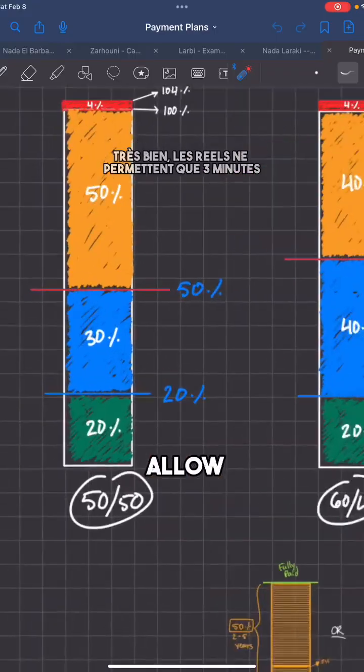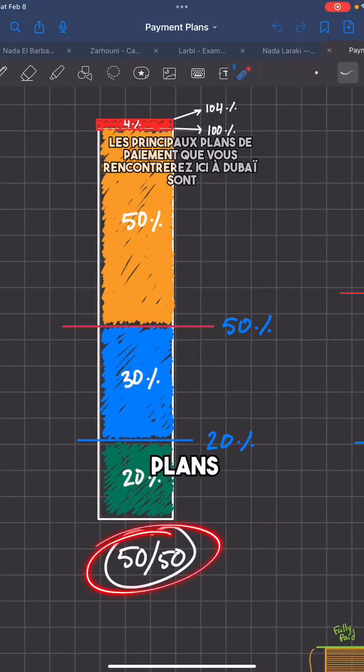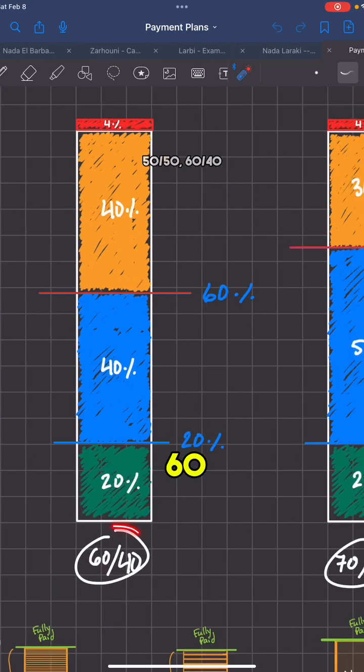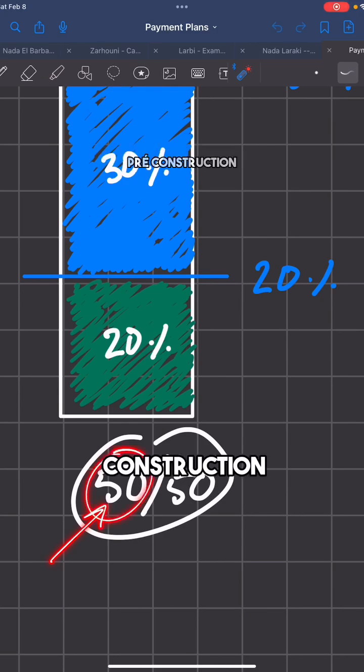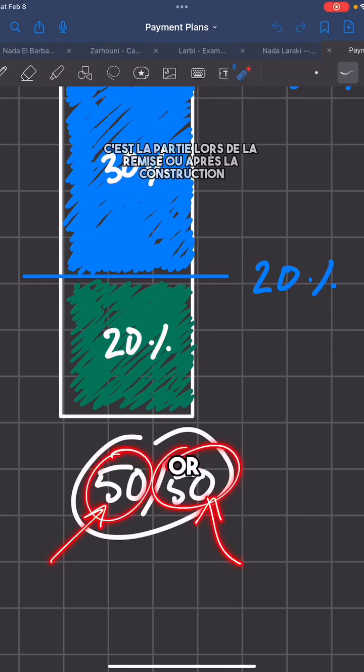All right, so Reels only allow for 3 minutes, so let's speed run this. The main payment plans you will encounter here in Dubai are 50-50, 60-40, or 70-30. What these mean is that this is the portion pre-construction, and this is the portion upon handover or post-construction.